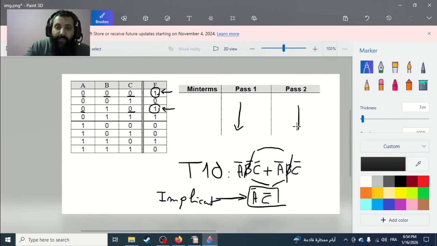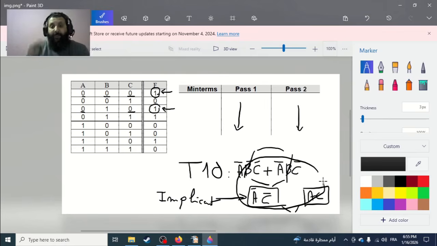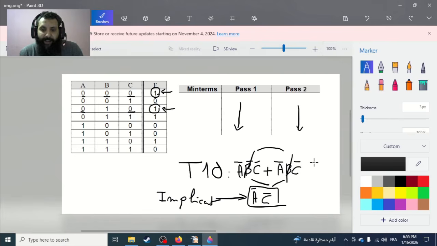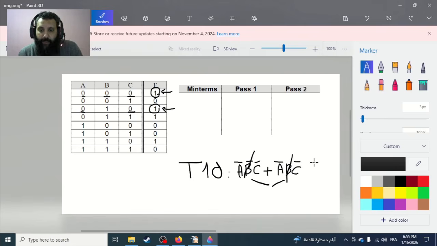In the second pass, we do the aggregation of other implicants with two variables, etc. And you can see this is a hierarchy. We have a tree. We have a reversed tree of hierarchy. Anyway, this is the idea of this method. Now let's start the application. Let's see how we apply this method.